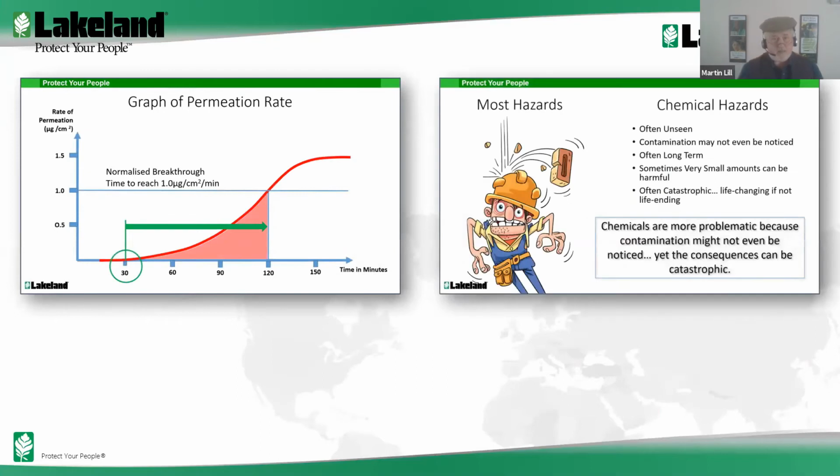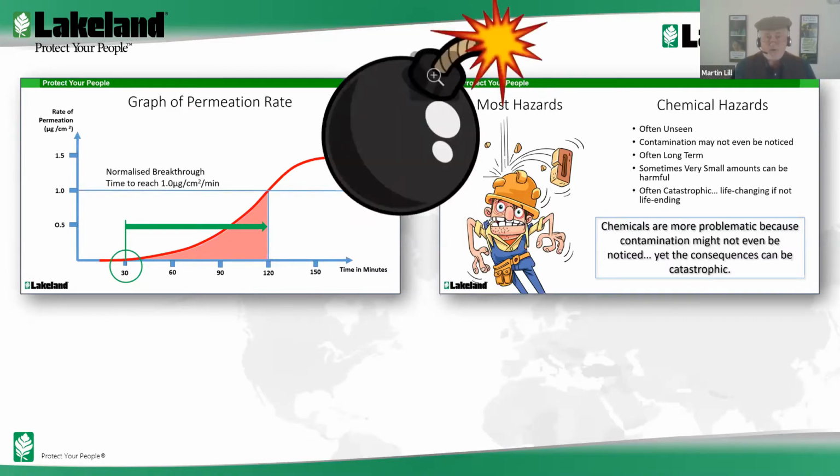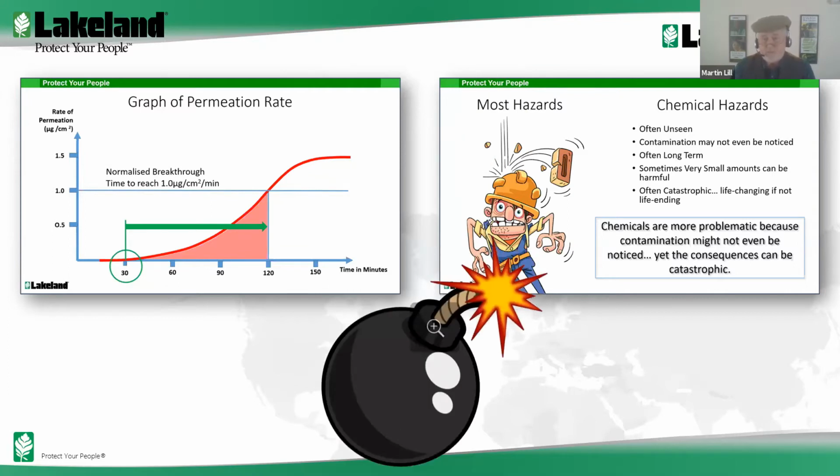Again, think about that in terms of what we've said about many chemical hazards, often unseen. Contamination may not be noticed. The consequences can be long-term, but catastrophic. And that is why I think this is a major problem in the industry, because unless we know more about what is happening in that test over time with a specific chemical, many chemical plants right now could be sitting on a chemical health time bomb.